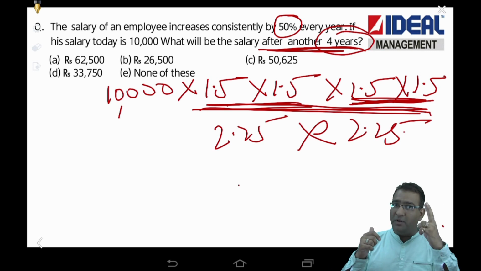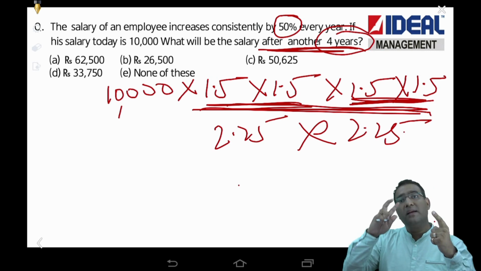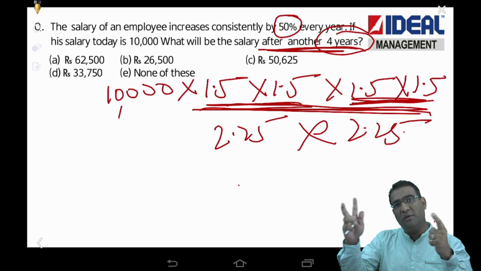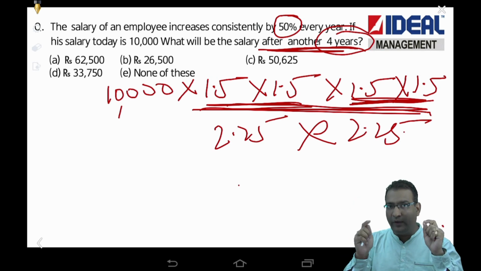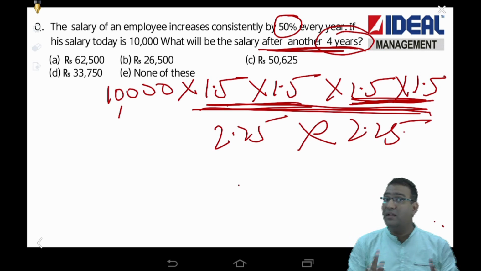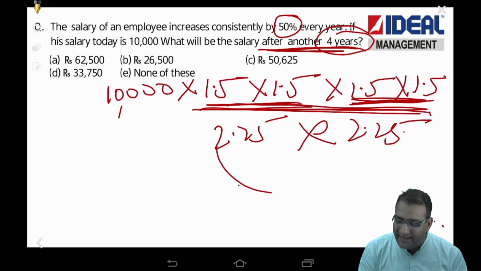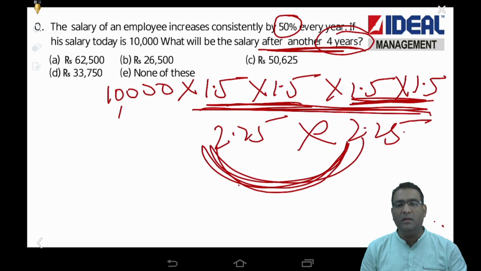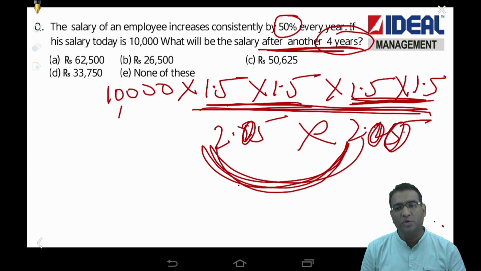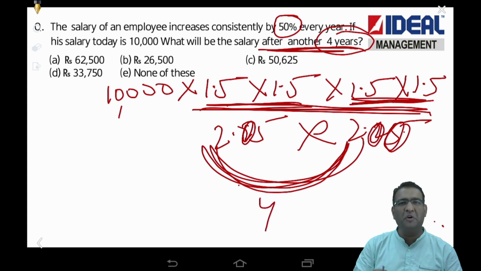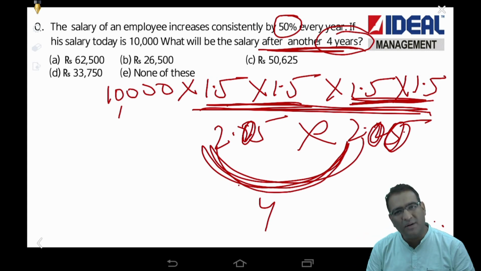So for 2 years, 1.5 into 1.5 is 2.25. Another 2 years, 1.5 into 1.5 is another 2.25. So I've got 2.25 into 2.25. Since my options are quite far away, can I directly take it as 2 into 2? Take it as 2. See, 2 into 2 will give me 4. Now it is not 4, it will be more than 4, 4.5 or 5, something like that for sure.